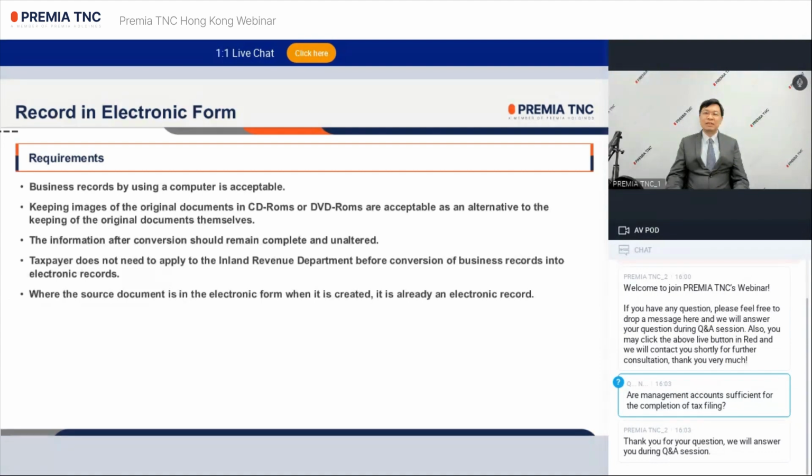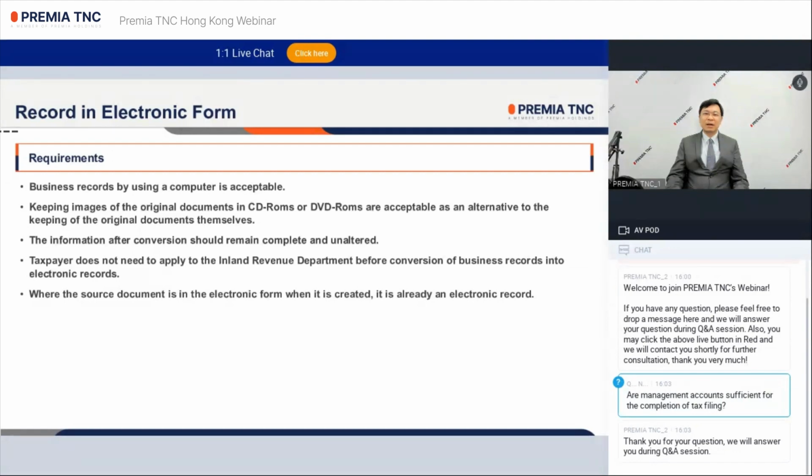Let's talk about electronic records. Keeping business records by using a computer is acceptable, so you can prepare your financial statements by using accounting software. Also, keeping images of the original documents on CD-ROM or DVD-ROM is acceptable as an alternative to keeping the original documents themselves. However, the information of the conversion should remain complete and unaltered.